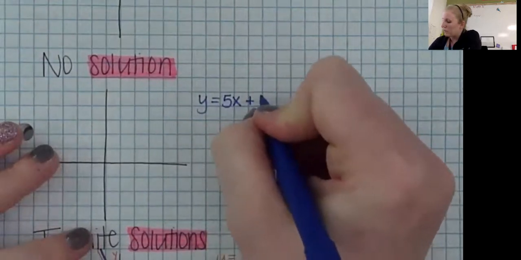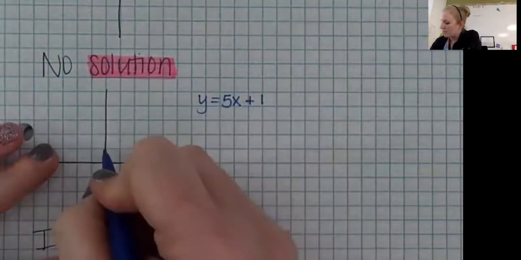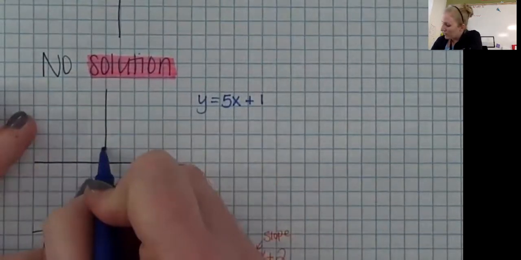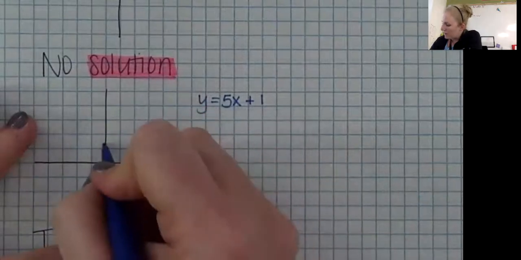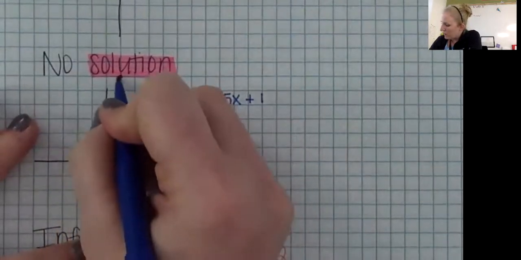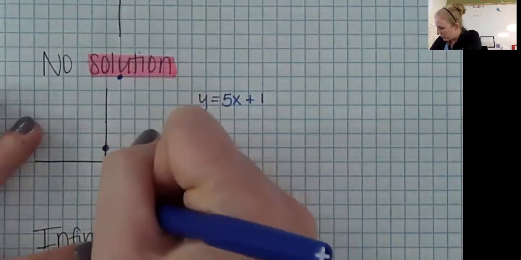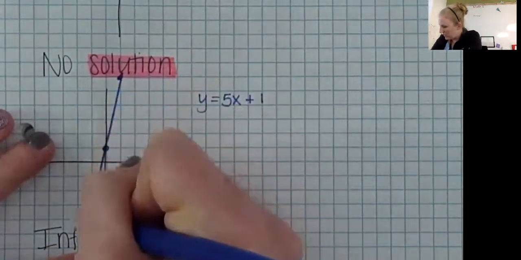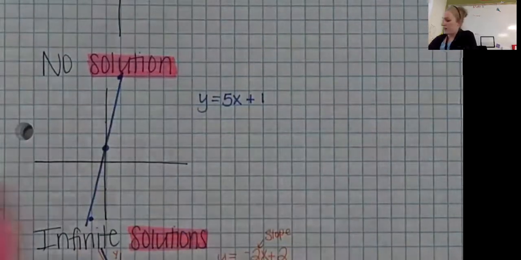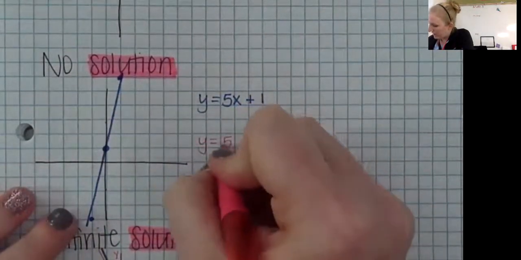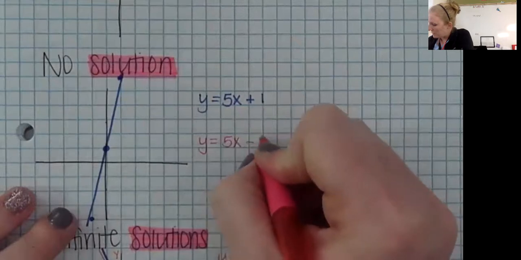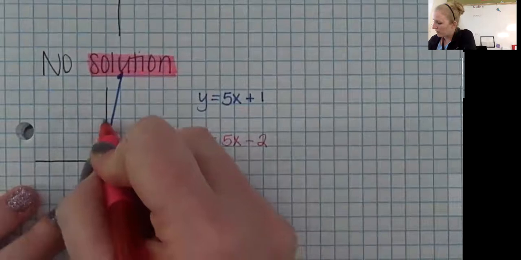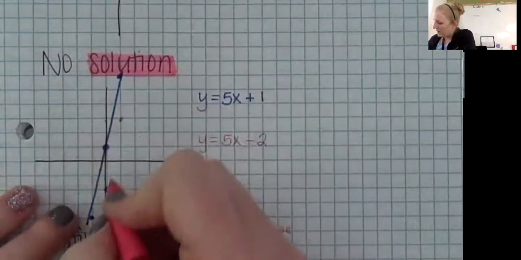No solutions is if we had something like y equals 5x plus 1. This one would start at positive 1, and then the slope would be 5, so up 5 over 1, up 5 over 1. There's our first line. Our second line could be y equals 5x minus 2. We're going to start at negative 2, go up 5 over 1, and continue that pattern.